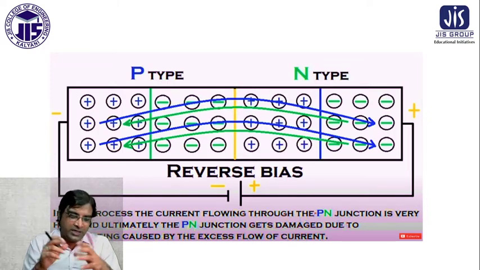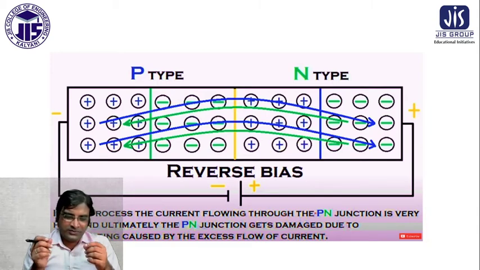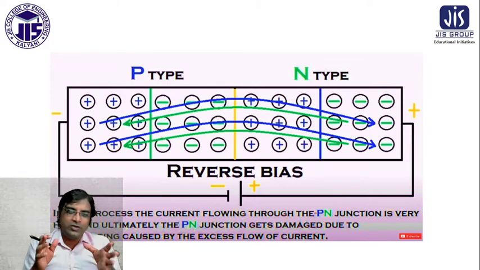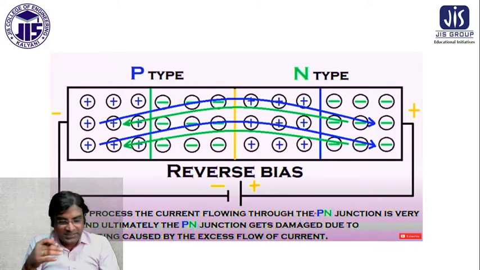We can try this experiment in our lab also, increasing the voltage for an ordinary diode. Then what happens? You can also try it. A very small diode is very costly. So we can do this: in reverse bias, if I increase the voltage, then what happens?